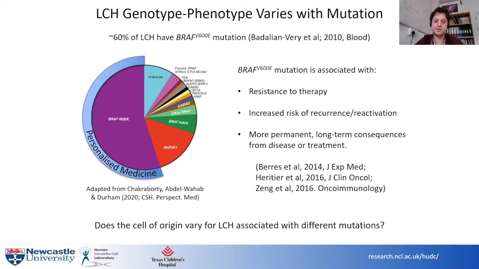But we do know that a lot of other mutations are present in the MAP2K pathway, and there's variation in the genotype-phenotype of the patients. We know the V600E mutation is associated with resistance to therapy, an increased risk of recurrence, and more permanent long-term consequences. So this led us to question whether the cell of origin of LCH varies dependent on the mutation present. Next slide, please.